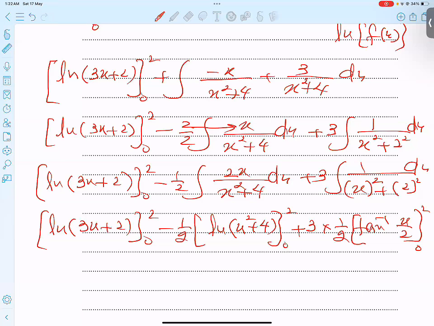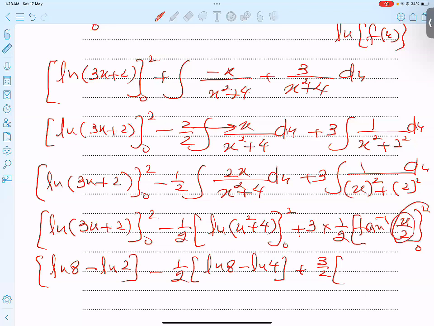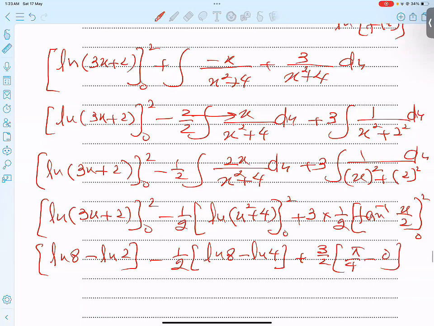So when I apply the upper limit, we got 4 plus 4, 8, a logarithm of 8. And when I plug in 0, I got log of 4. And 3 by 2 here. When I plug in 2, 2 by 2 is 1, tan inverse 1 is pi by 4. When I plug in 0, tan inverse of 0 is 0.